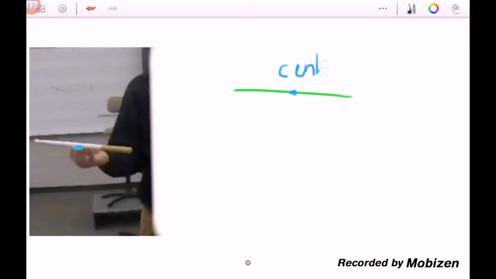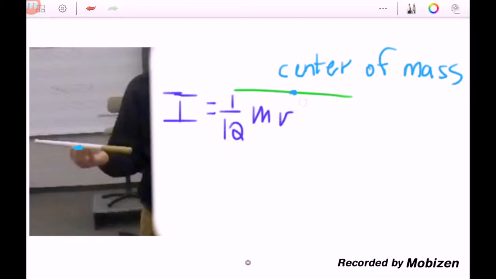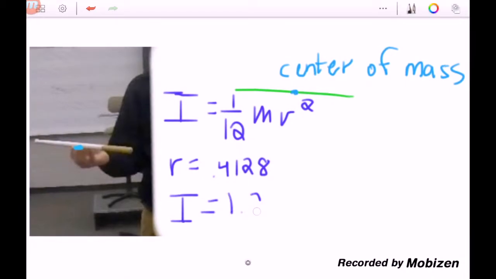The stick is engineered so that its center of mass is at the center of the stick. The stick is rotated about the center of mass, which pivots on my thumb. We know that the moment of inertia for a rod or stick rotated about its center of mass is 1/12 ml squared. We know that the length of the drumstick is 0.4128 meters, and we use that to find the moment of inertia of the stick, which is 1.22 times 10 to the negative 3 kilograms times meters squared.